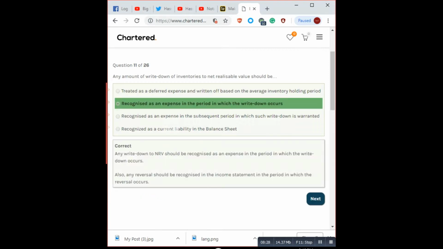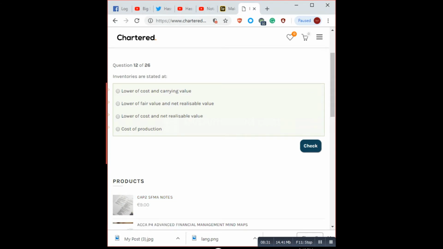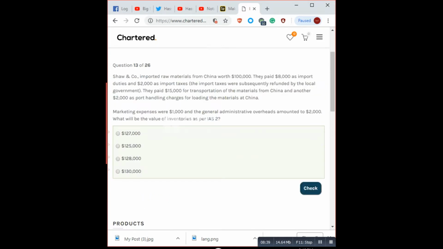Shaw & Co. imported raw materials from China worth 100,000. They paid 8,000 in import duties and 2,000 in import taxes, and the import duties were subsequently refunded by the local government. So those would be recoverable taxes, and would not be included. They paid 15,000 for transportation, which would be included, and 2,000 in handling charges, which will also be included. Marketing expense and general administration overheads would not be included. So the value would be 100,000 plus 8,000, that is 108,000, plus 15,000, that is 123,000, plus 2,000, which would be 125,000. That would be the value.